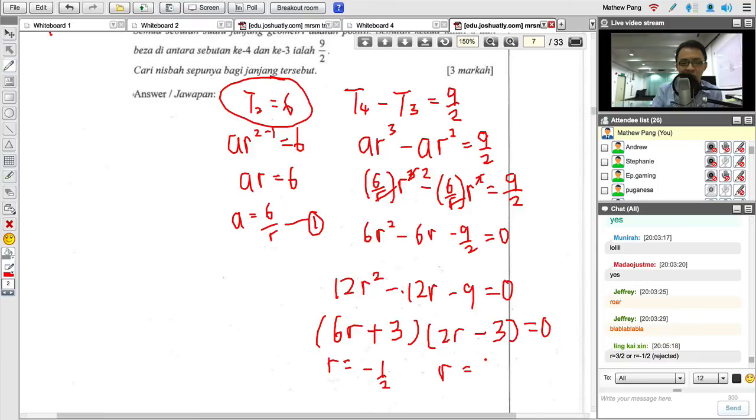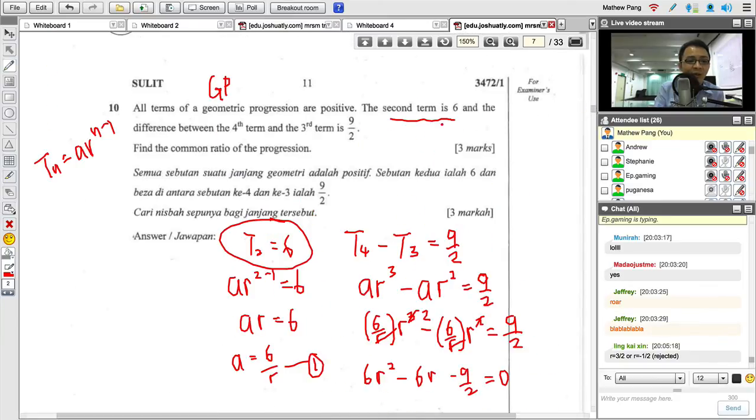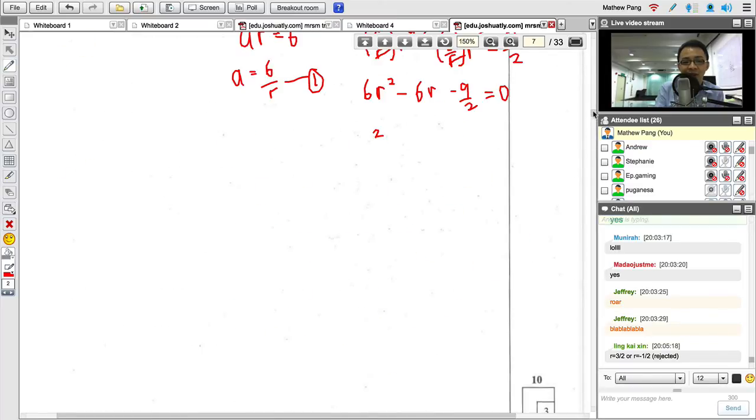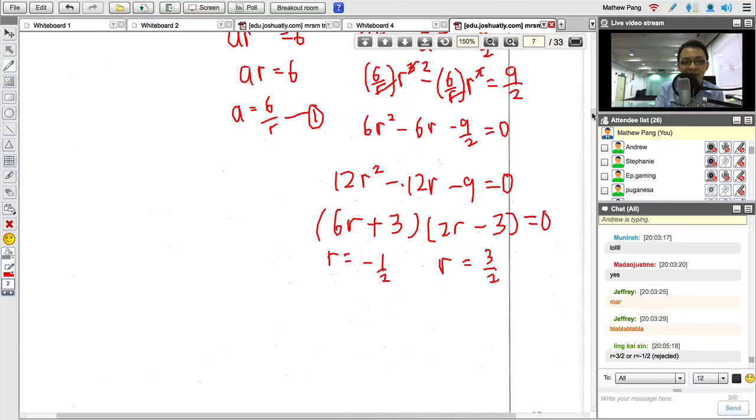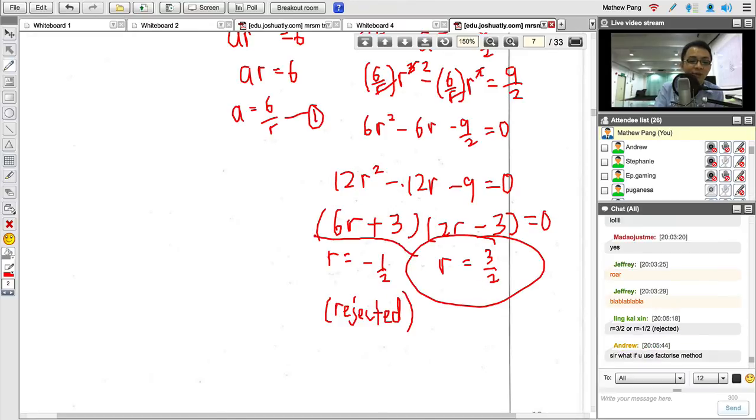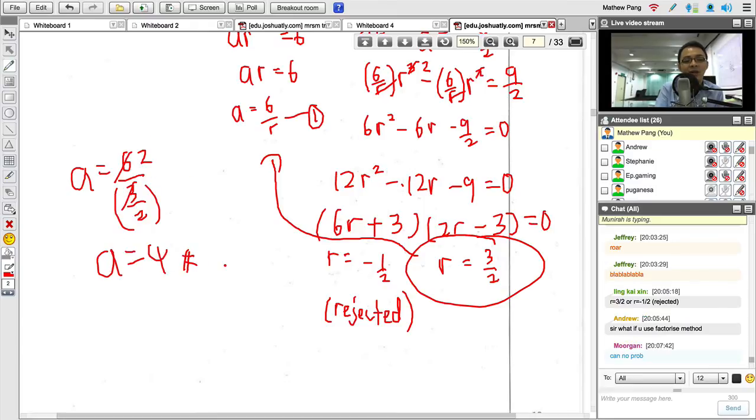Then I need to check back what they want. They say all terms are positive, right? So that means I cannot have negative. Since all terms are positive, I cannot have negative, so this answer will be rejected because it is not positive. So since r is 3 over 2, I can substitute back into this one. So A will equal 6 over 3 over 2. Simplify, I got 2, move on, A equals 4. Simple. Any questions so far? No, right?